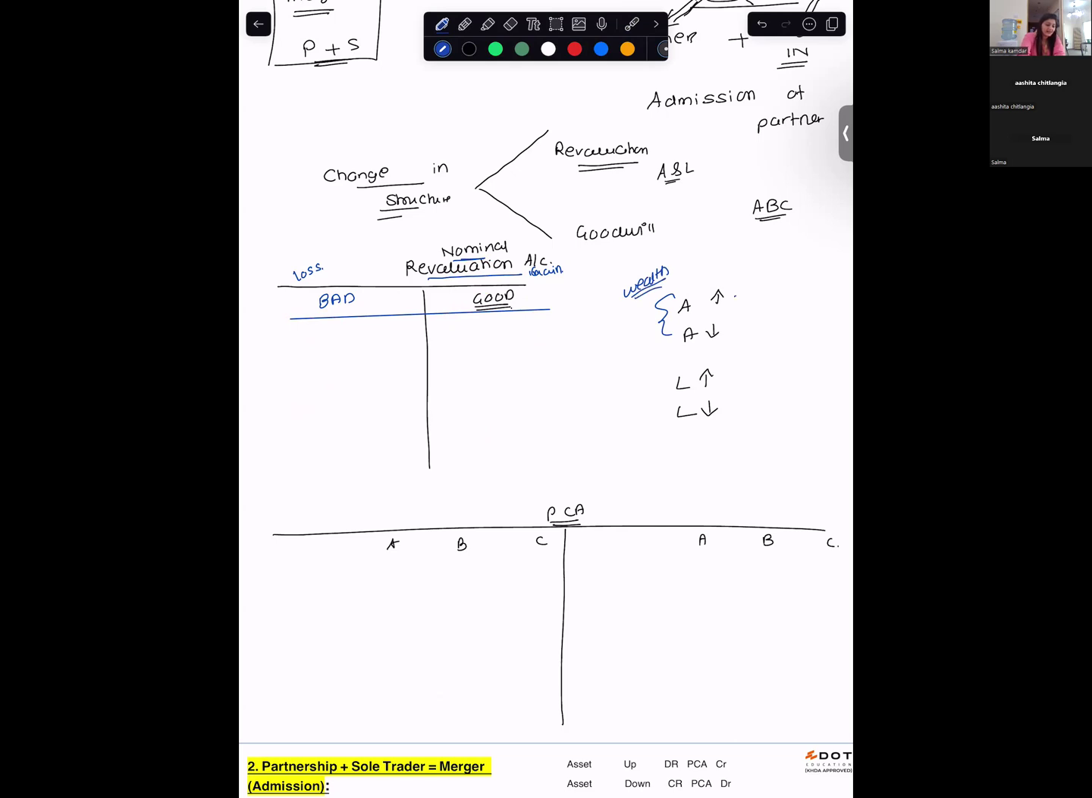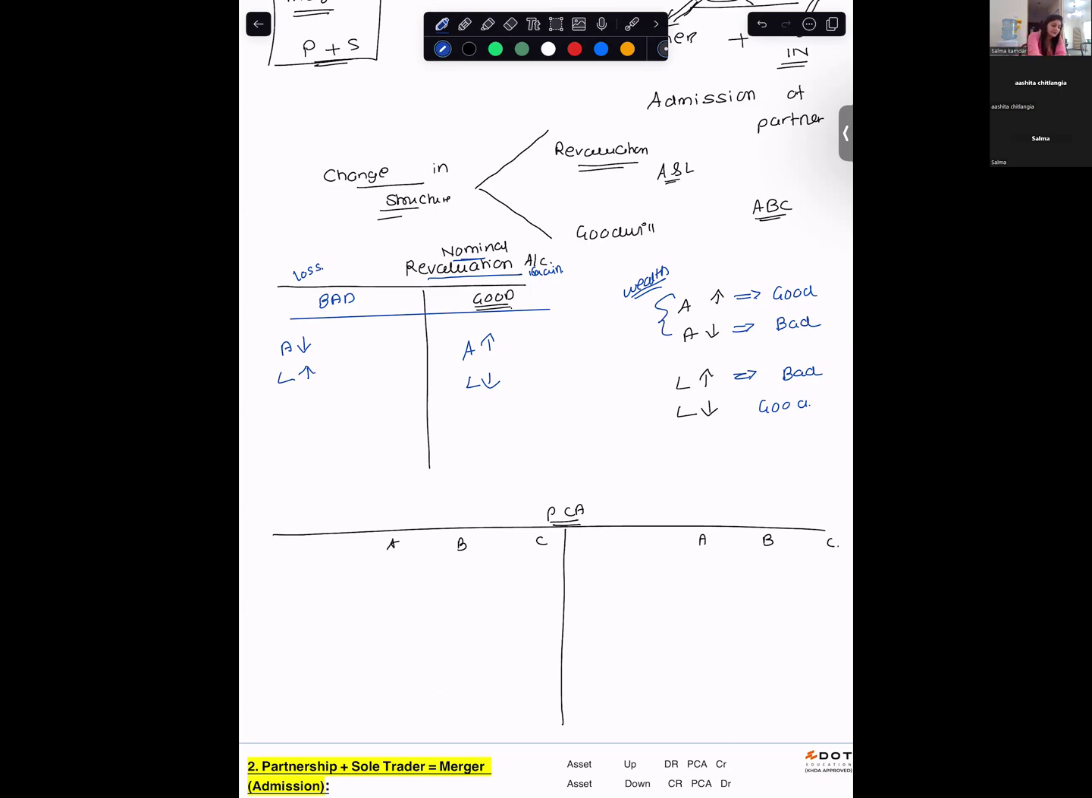If asset value is going up, is it good or bad? Good. If asset value is going down, it's bad. If liability is going up, that is bad, and if liability going down, that is good. So assets going up or liabilities going down is recorded on the credit side, and assets going down or liabilities going up is recorded on the debit side. Remember the difference, how much up, how much down.